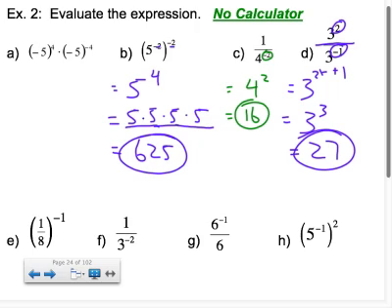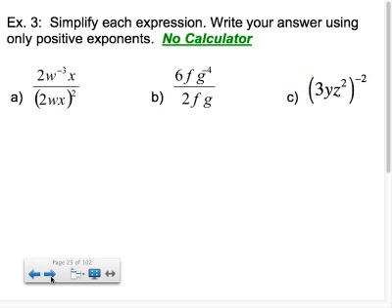So again, you could have used the quotient property, or you could have just used the product of a negative exponent and then use the product property. So there's more than one way to do all these problems, so don't think that you got to get stuck in one way of doing it. Okay, example 3, and this is the last example we're going to look at, says simplify each expression. Write your answer using only positive exponents.